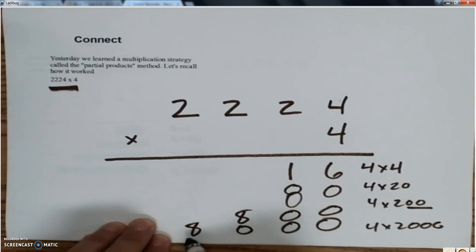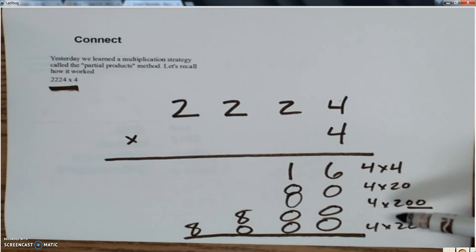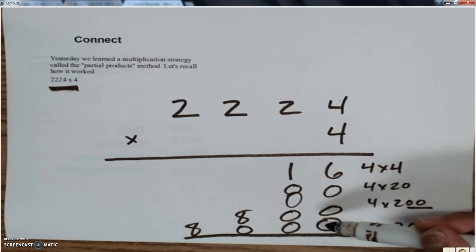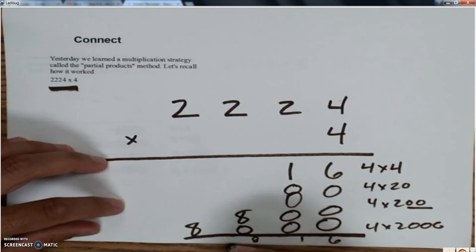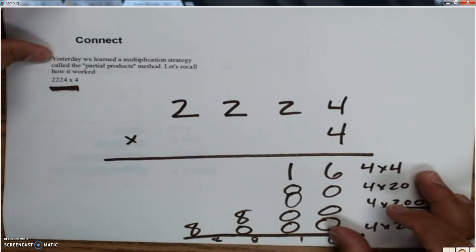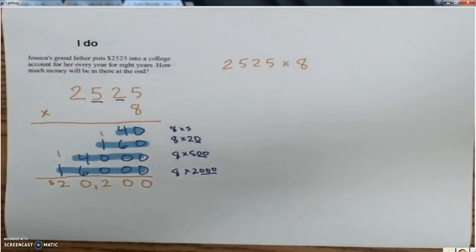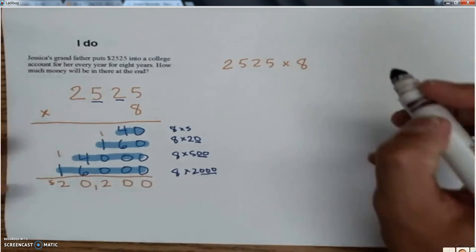So my last partial product is 8,000. I did not give myself much space to add those up, sorry. But now that I've got my 4 partial products, 16, 80, 800, and 8,000, I add them together to get my whole product, 8,816. So that's the partial products method. I left our partial products from yesterday on here. The first problem we did yesterday was: Jessica's grandfather puts $2,525 into a college account every year for 8 years. How much money will be there at the end? We already calculated this with the partial products method, and I left it on here because the area model is really related.